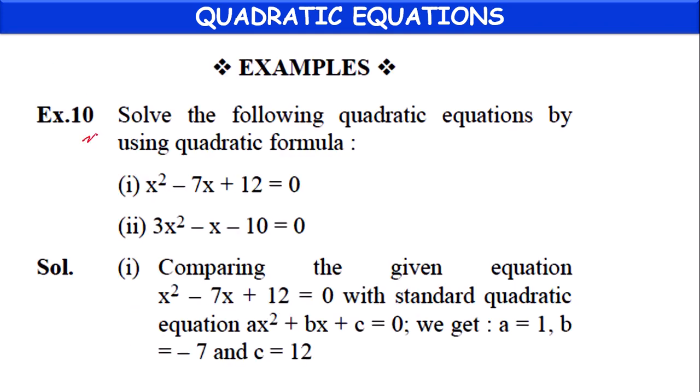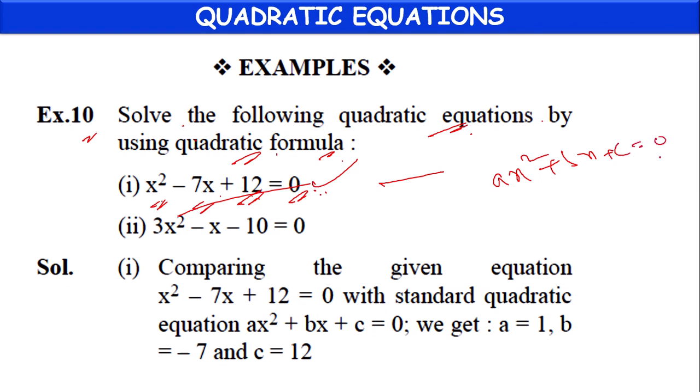Example 10. Solve the following quadratic equations by using the quadratic formula. The first equation is x square minus 7x plus 12 equal to 0. So this is the first equation. We have to solve by using the quadratic formula. So first, whatever equation is given, that is to be compared with the standard form, ax square plus bx plus c equal to 0.